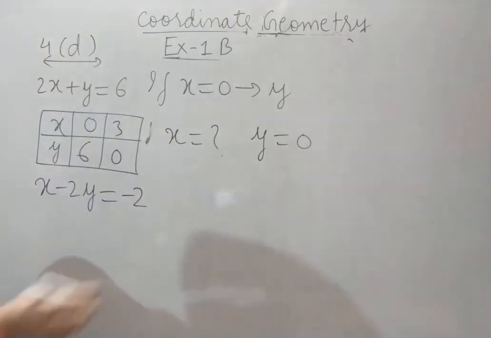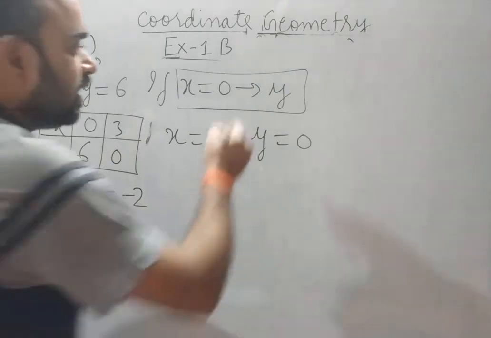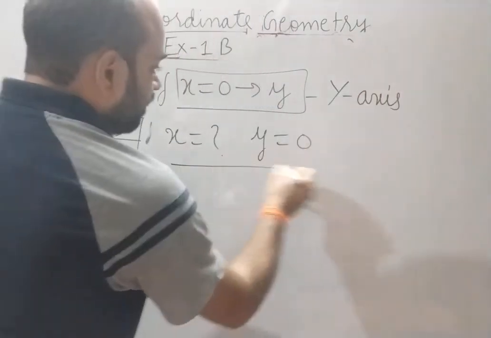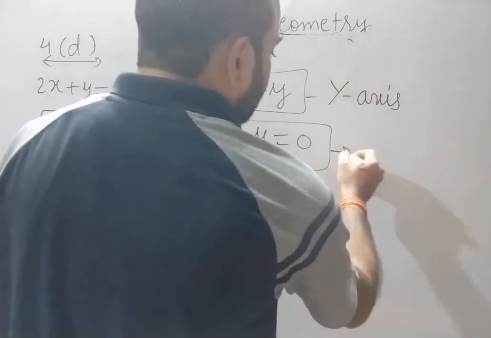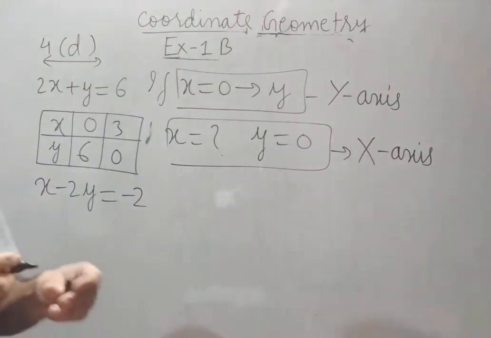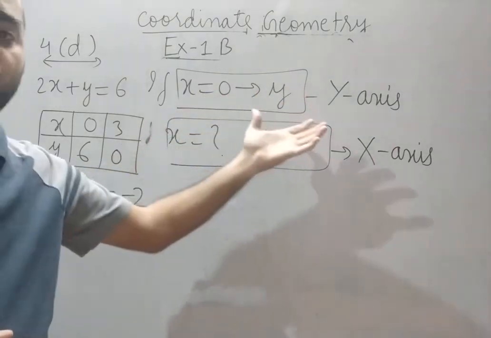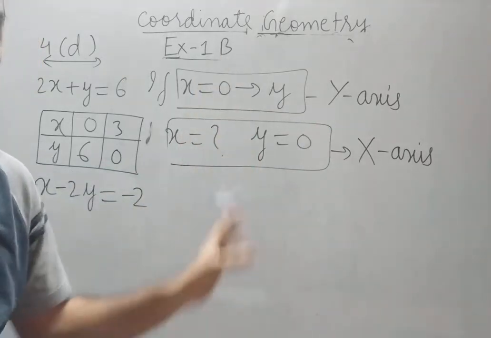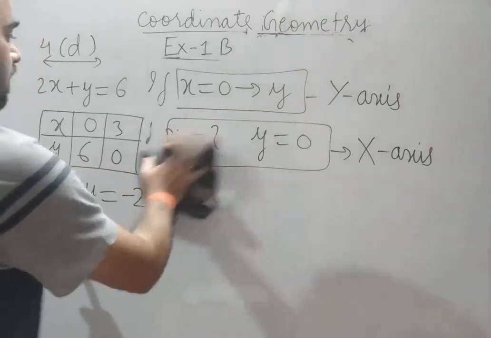What is the advantage? If x is equal to 0, the x coordinate of the point is 0, it means the point will be on the y axis. And if y is equal to 0, the y coordinate is 0, it means the point is on the x axis. So this is also one method. We find one point on the x axis and another point on the y axis, and join both the points, then we obtain the line. Understood the method? That is why we have done it this way.